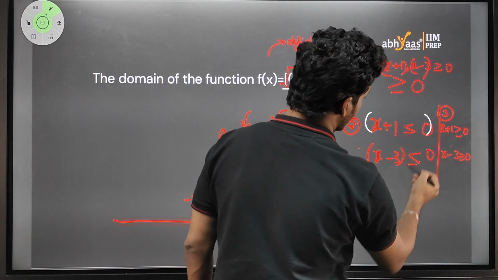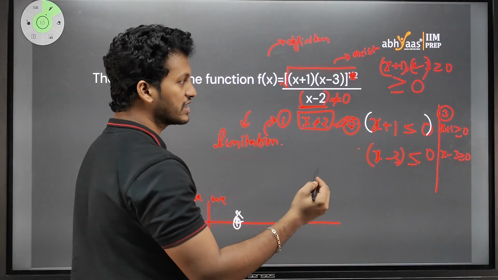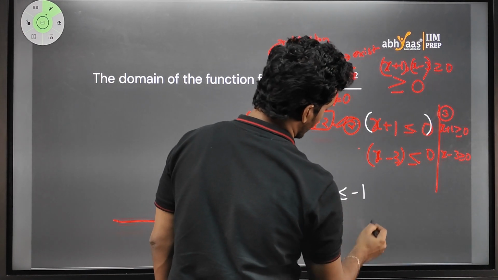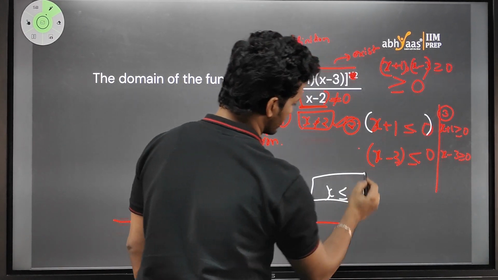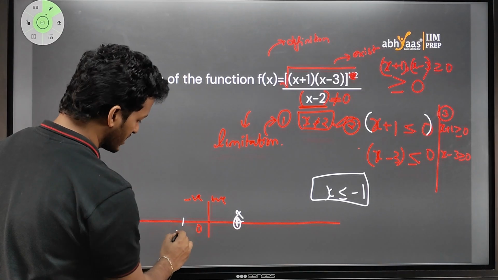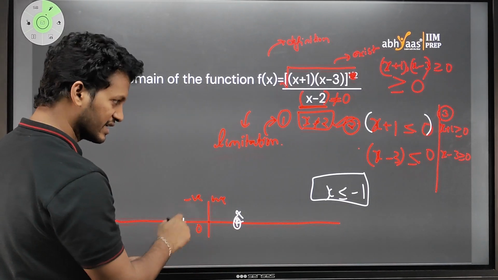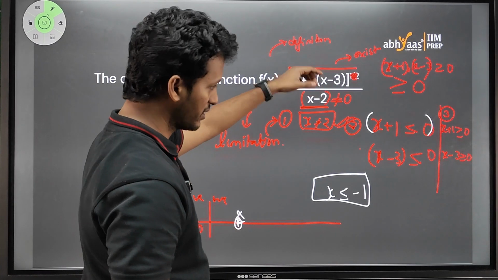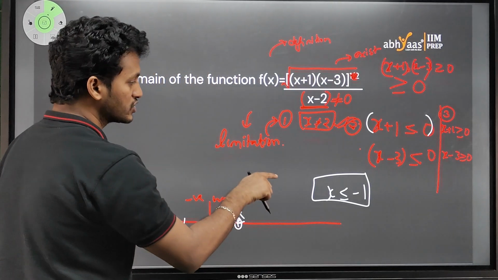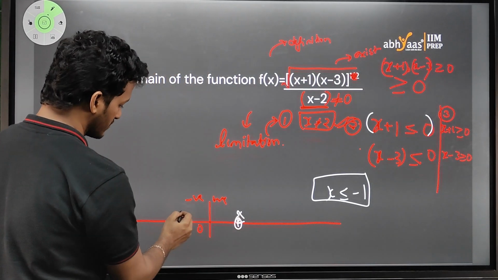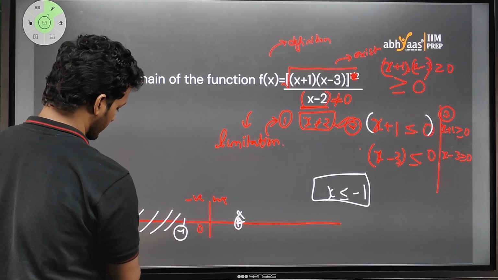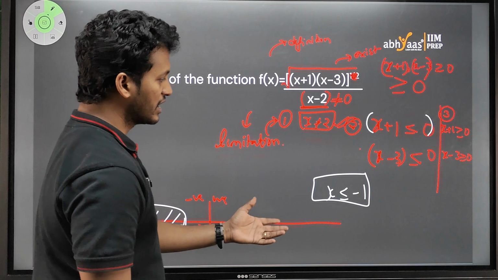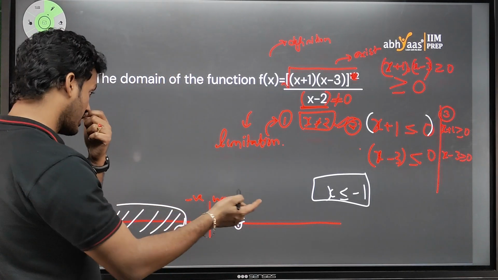This condition, x plus 1 less than or equal to 0. That means x should be less than or equal to minus 1. Okay, if this is minus 1, it can be equal to minus 1. If it is equal to minus 1, it will become 0 and it will be okay, because it can be 0. That means it has to be in this way, right? It has to have these values, minus 1 included. Okay, less than or equal to minus 1.